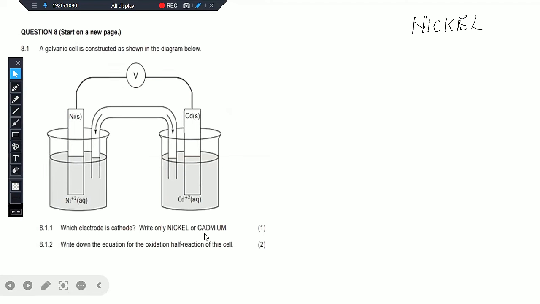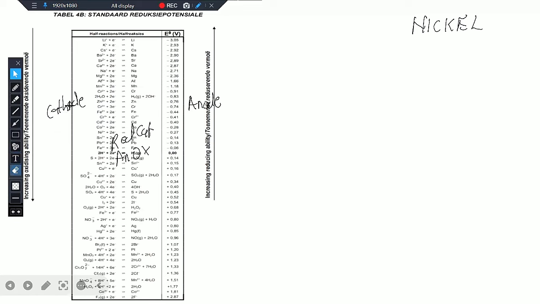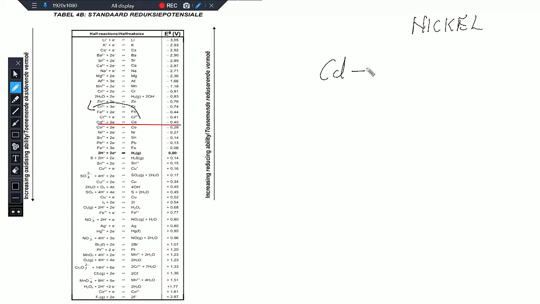8.1.2 says write down the equation for the oxidation half reaction of this cell. Since we have already stated that this is the cathode, this right here is the anode. Remembering our RED CAT and AN OX, in the anode we have oxidation. So our oxidation half reaction will come from this, again from that 4B table, which will show us the cadmium. Since it's anode oxidation, we flip the equation. So this is supposed to be Cd oxidizes to Cd2+ ion plus 2e-. So it loses two electrons there. That's the notation, and we're done with that one.